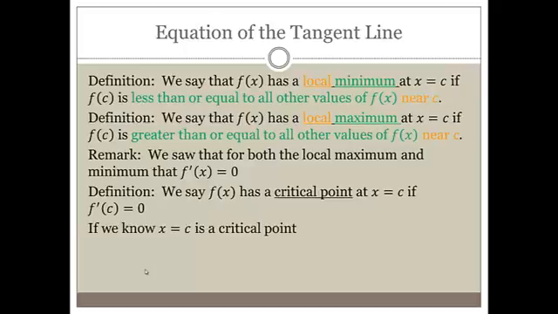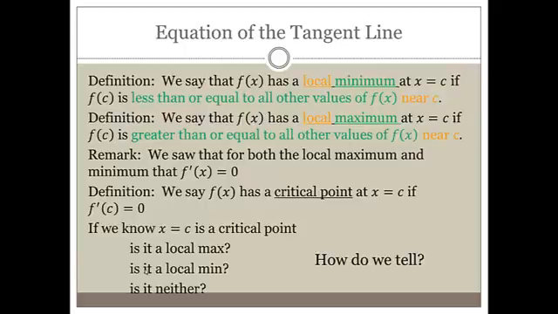On the other hand, if we know x equals c is a critical point, is it a local maximum? Is it a local minimum? Might it be neither? How do we tell? Let's go back to our graph.